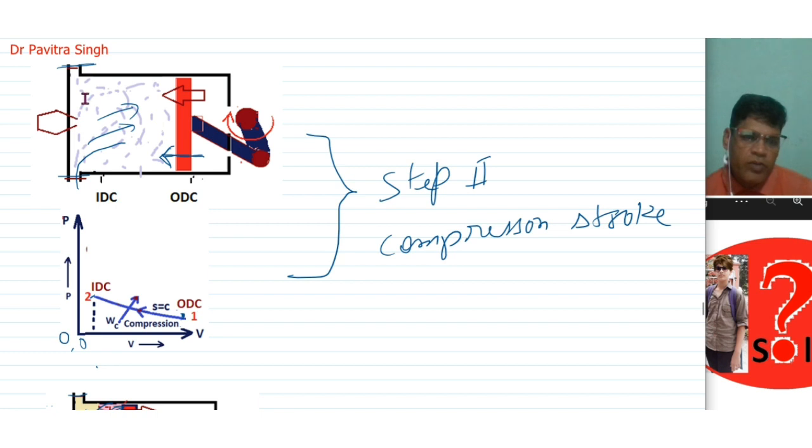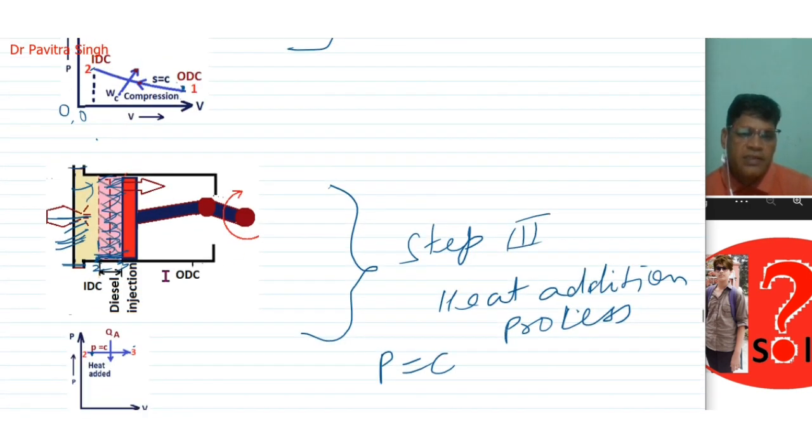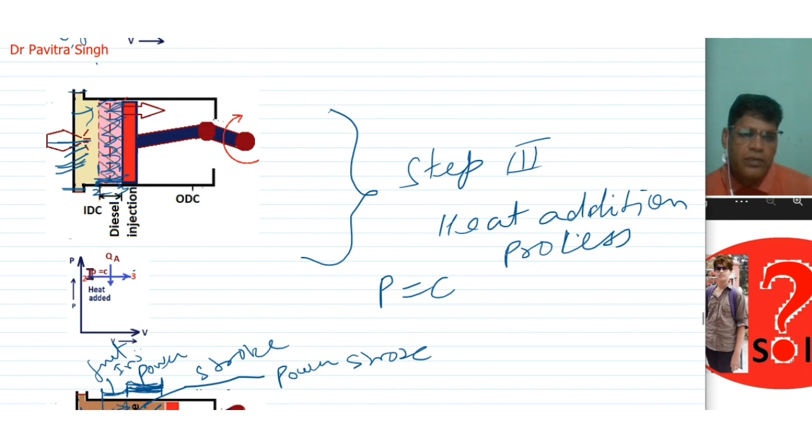Due to decrease of volume, pressure will be increased, and due to increase in pressure, temperature will also be increased. So this is actually the compression stroke or compression process 1 to 2, and this is the heat addition 2 to 3. So diesel was injected and it is occupying some volume. So this is 2 to 3. This volume 2 to 3 is occupied by this diesel. So this is heat addition at constant pressure.